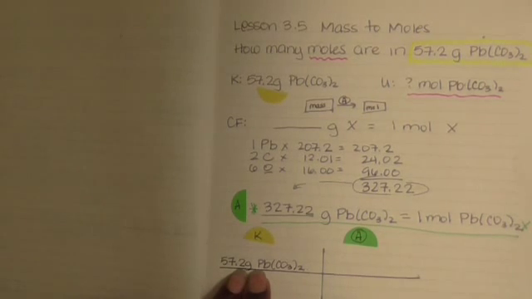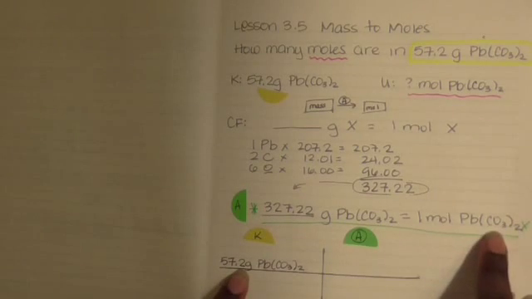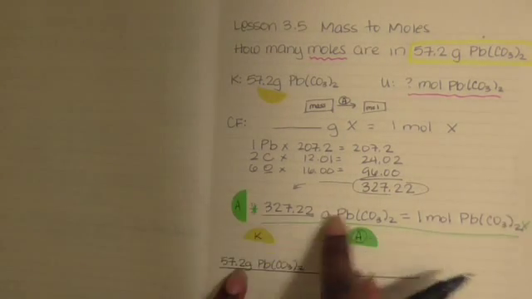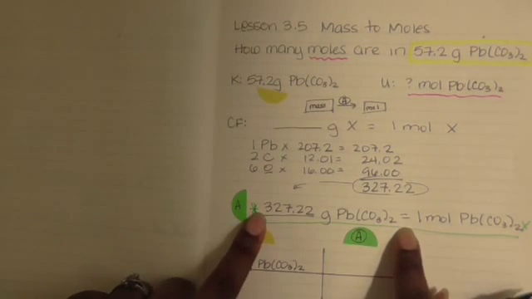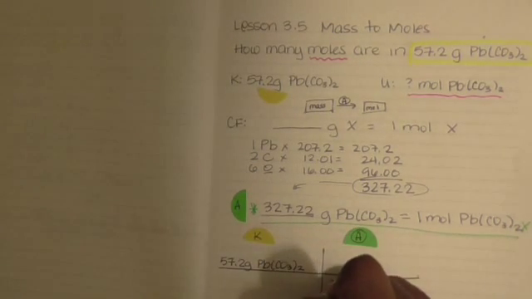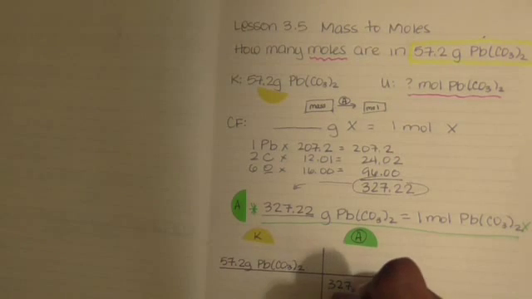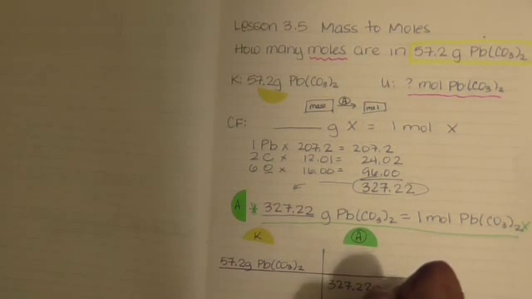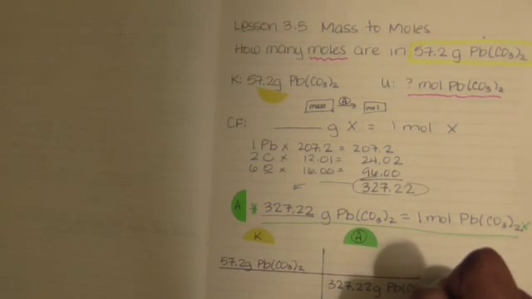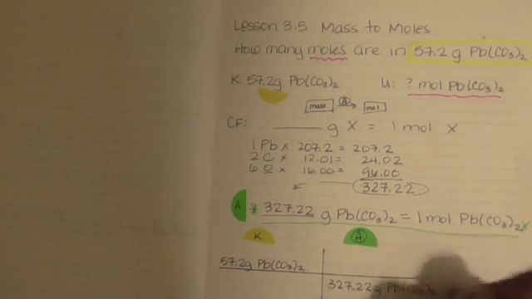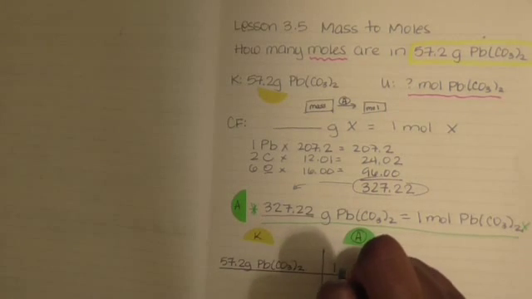Now we have grams on the top, so we need grams at the bottom of this next step. So we're going to look at this section. The part with grams is the part in front of the equal sign. So that's the part that goes at the bottom of the next section. The other side goes up top.